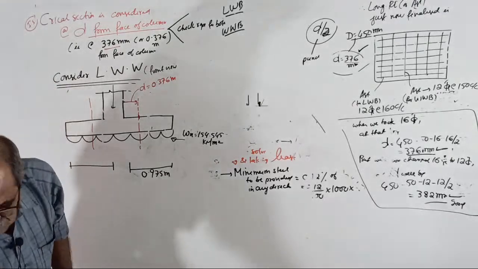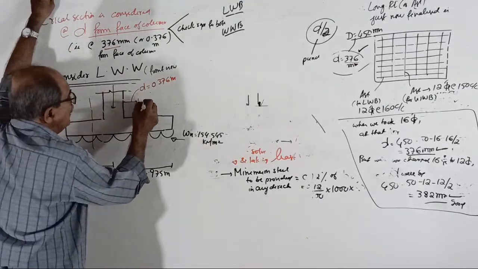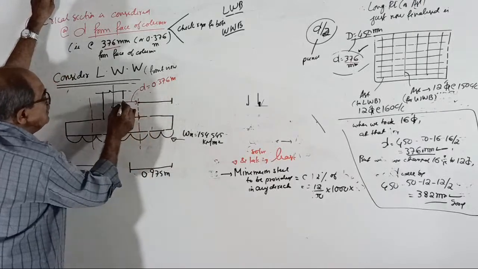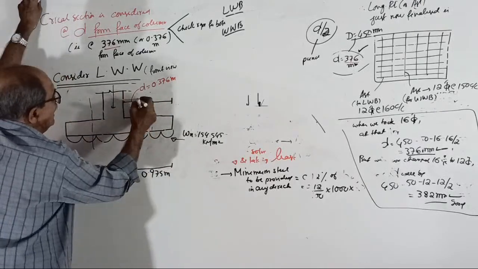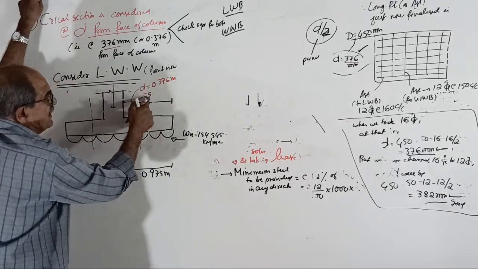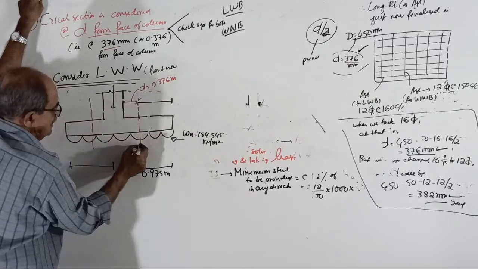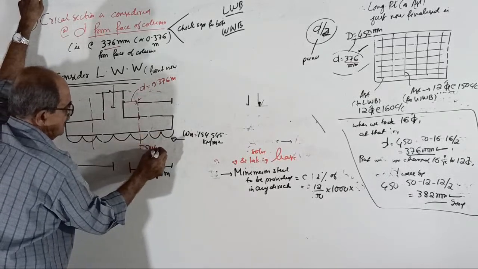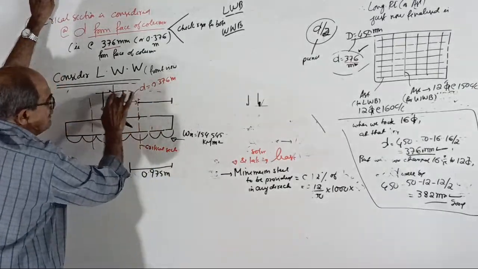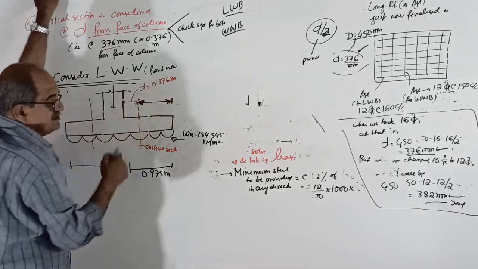Correct, buddy. Now, if this is D, what is this distance? Fast. How much? This is your D. See, this is your critical section, not cross section, critical section for shear. And if this is 0.376, what is this value? Answer.